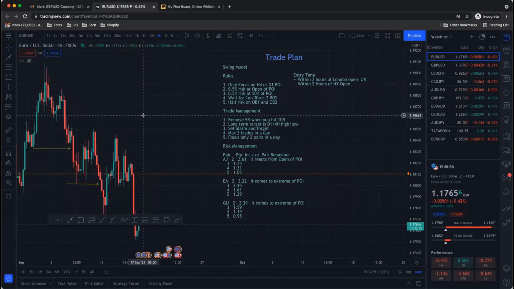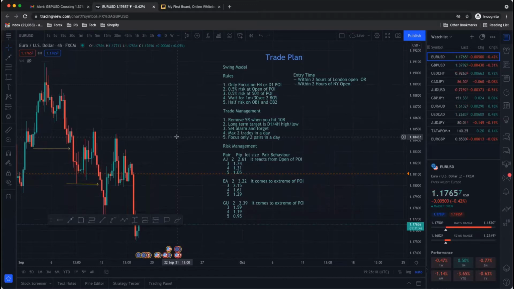These are the rules that you need to follow to the teeth. You don't need to worry much about this. Just mark the POI, set an alarm, and then forget about it. Whenever the alarm goes off, come back and be active. So it will be less stressful. You can do your job and other stuff, and also do the swing model trading.